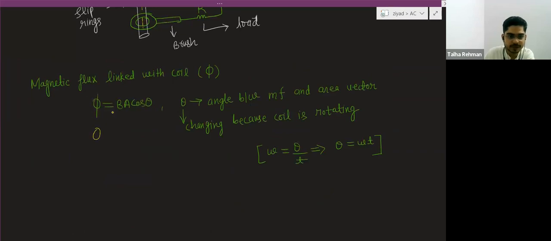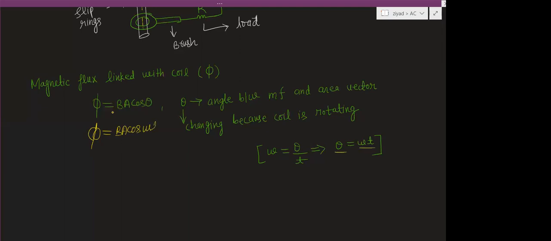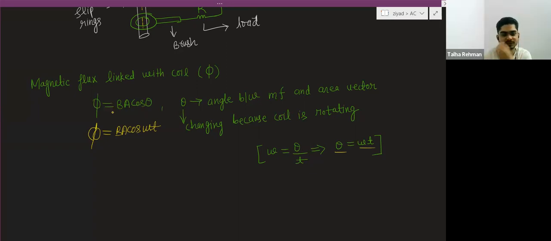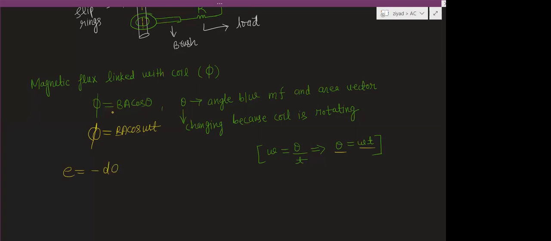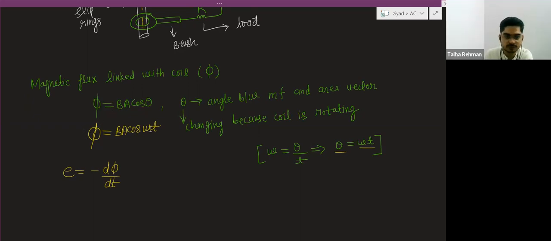So I can write this magnetic flux phi is equal to BA, and instead of theta we can put omega t, so cos omega t. So this is your magnetic flux. Now, according to Faraday's law, you know that EMF is given by minus d phi by dt. So you will differentiate this equation. You will put the value of phi here: minus d by dt of BA cos omega t.